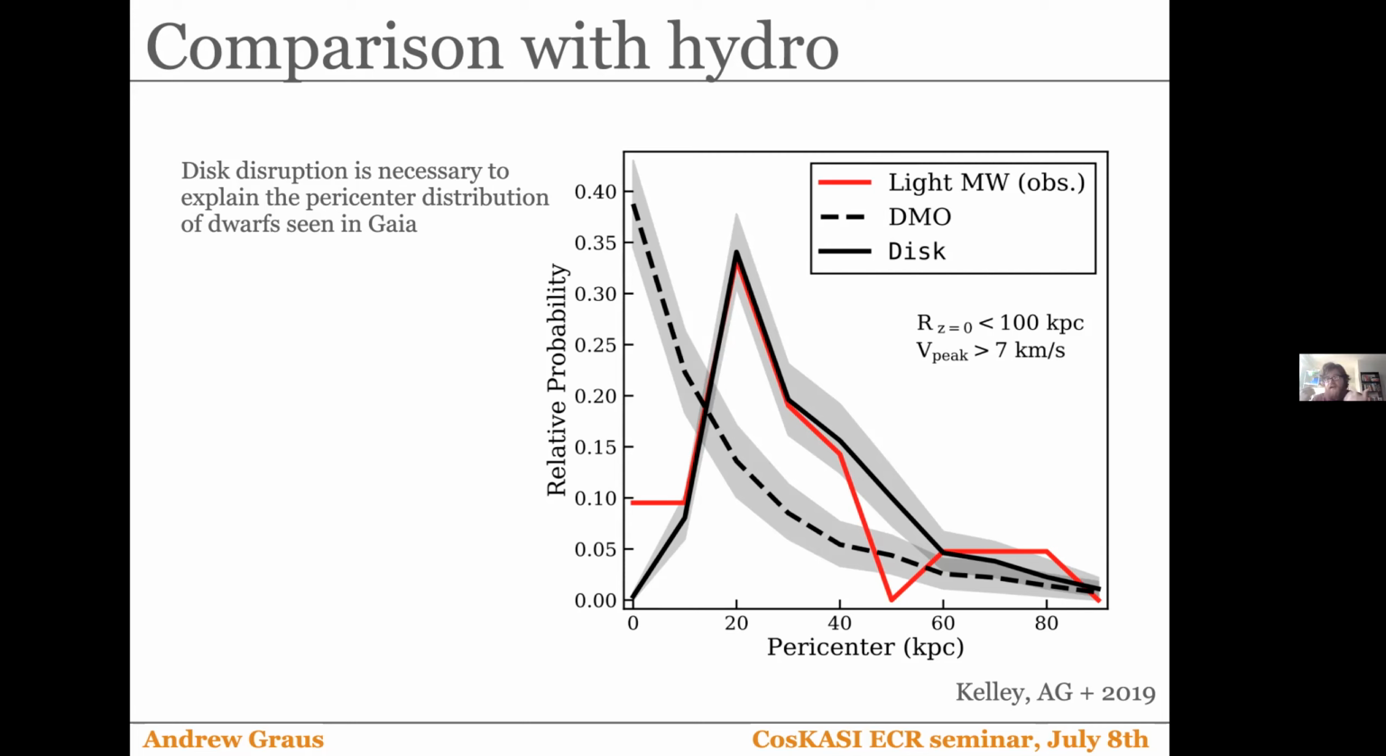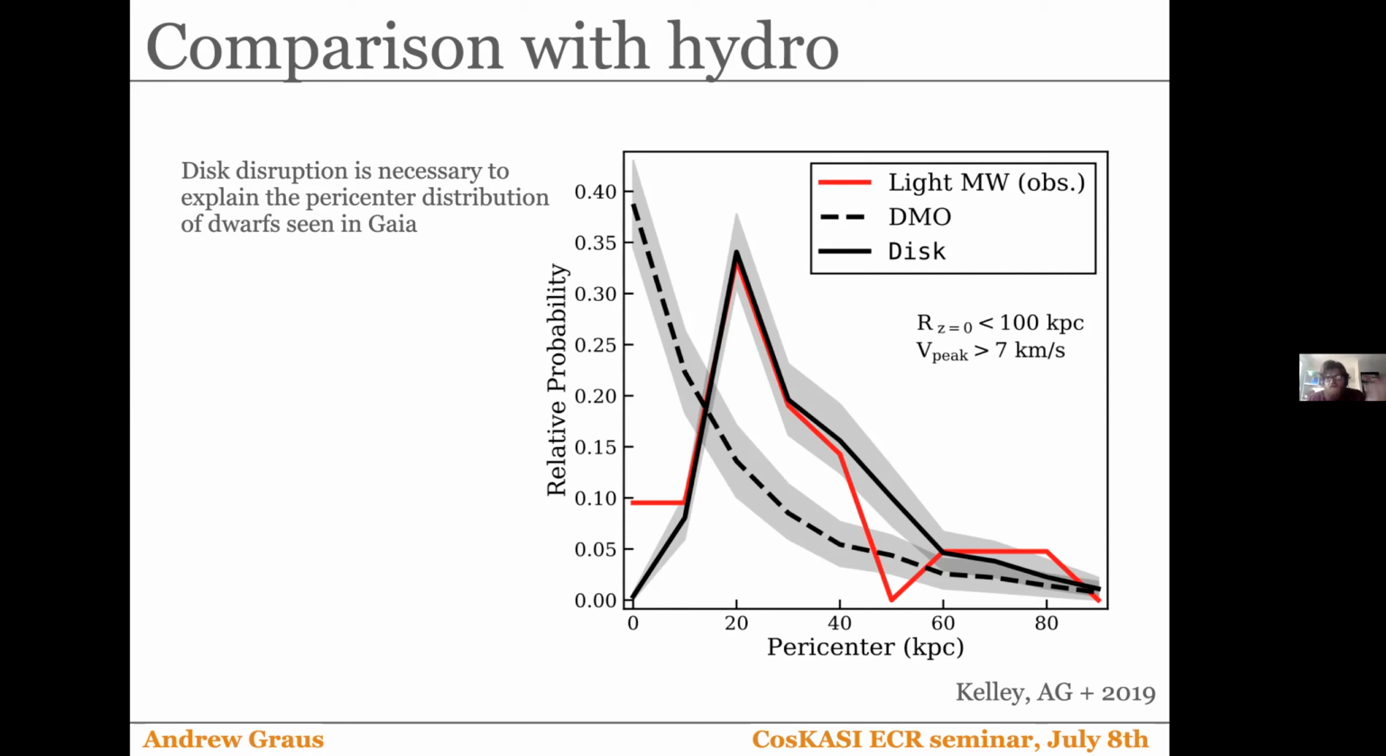So we can actually look at the observational counterpart to that. With Gaia, we've been able to get proper motions and accurate distances to a lot of the dwarf satellites of the Milky Way. And what you can see is that the pericenter distribution, shown in red, derived from those observations from Gaia, matches pretty well to these disk simulations, where you see a very clear peak at around 20 kiloparsecs.